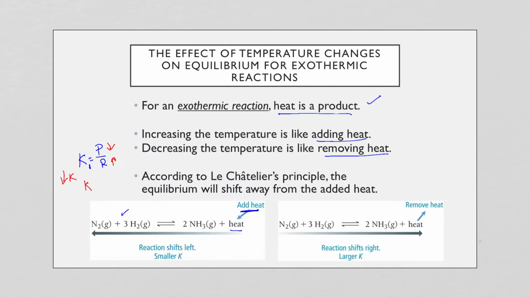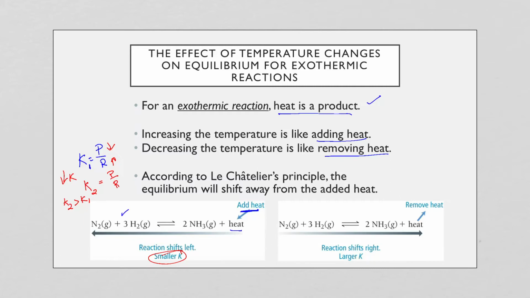And so my K2 will have a lower amount of products and a higher amount of reactants, so K2 will be lower than K1. And so the ultimate effect on an exothermic reaction, raising the temperature, shifts to the left, resulting in a smaller K, which should make sense, right? Because remember, a smaller K indicates a reactant-favored process, a process that doesn't go as far toward the products.